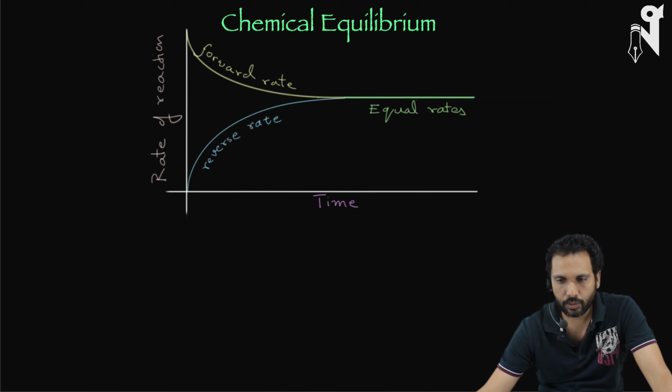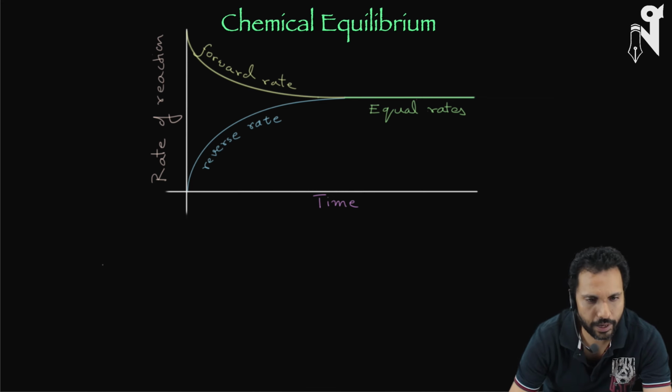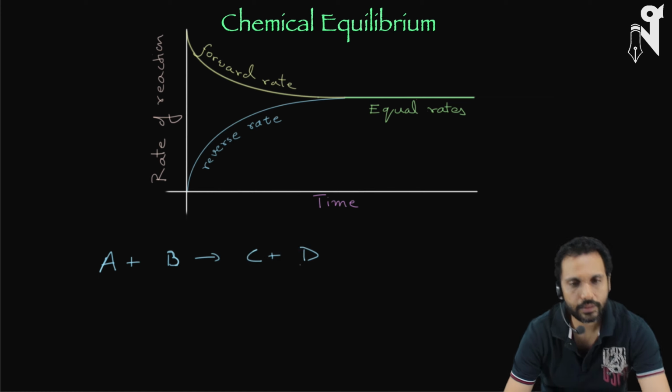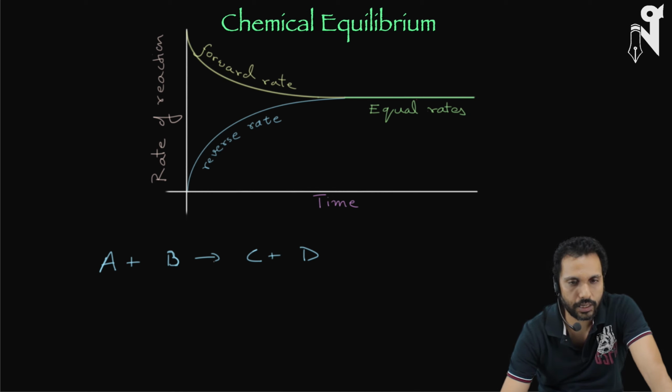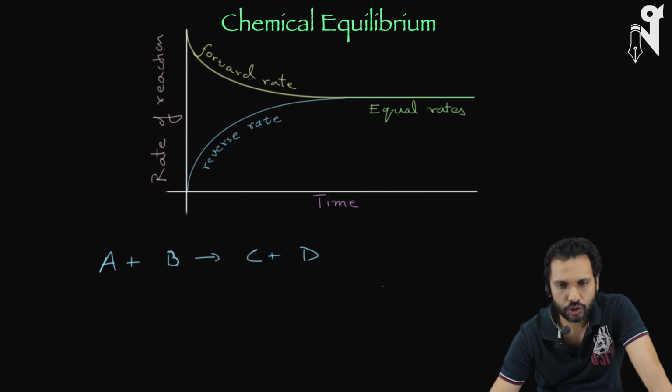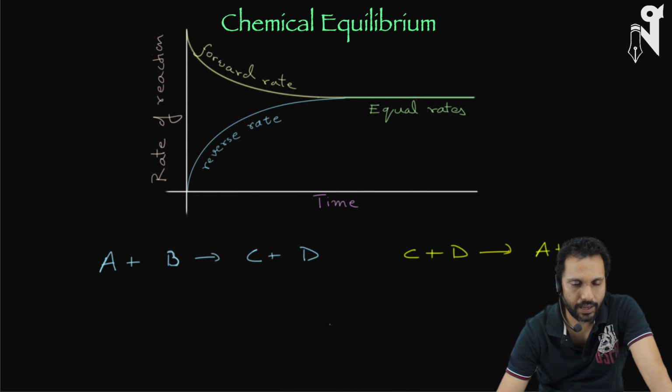Now let me take a general equation and analyze a few things. Say we have A plus B giving C plus D, such that it is a reversible reaction and C plus D gives back A plus B. So maybe I'll write it separately over here, that C plus D gives back A plus B. And on balancing, we have a certain stoichiometric ratio.